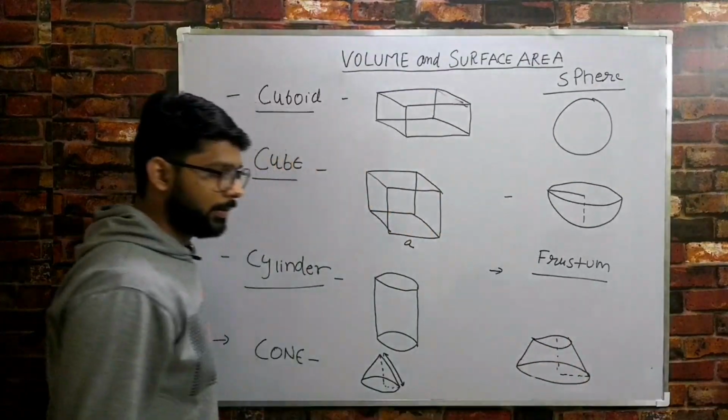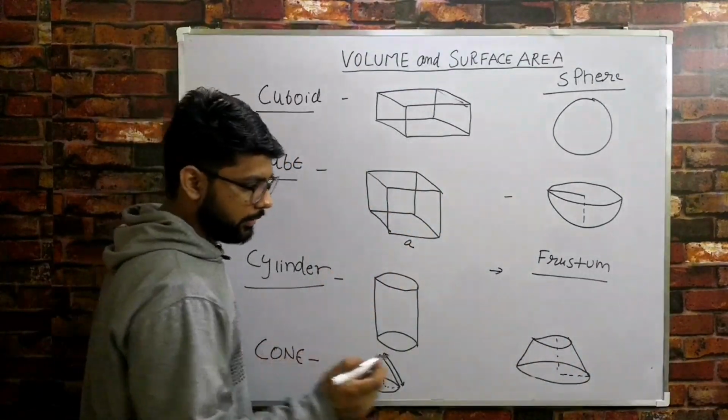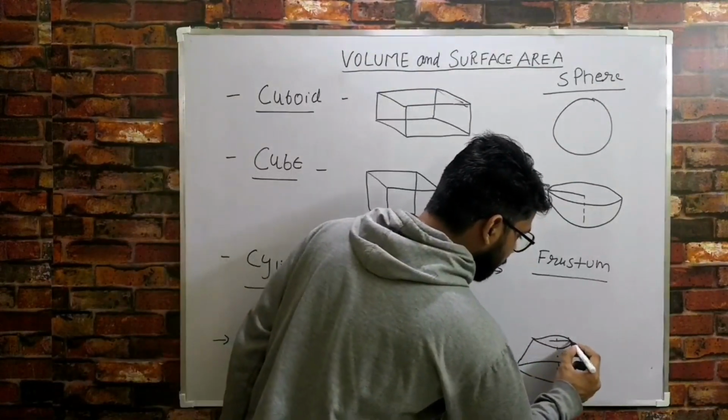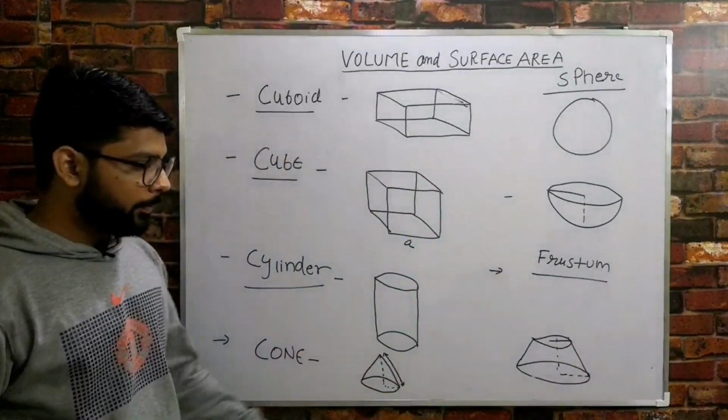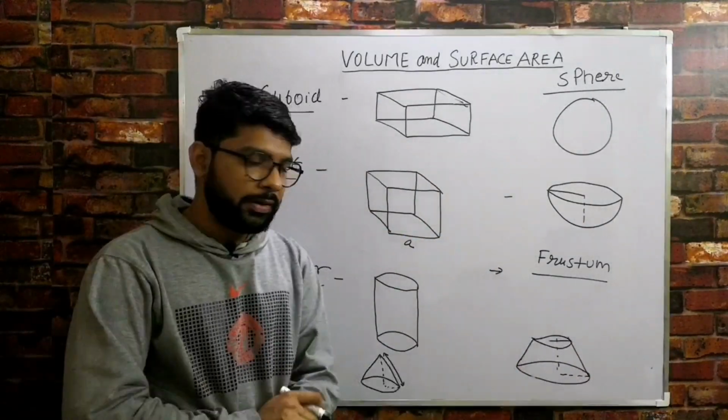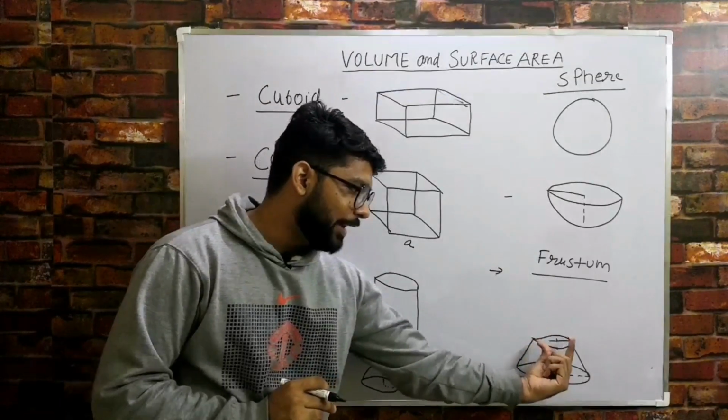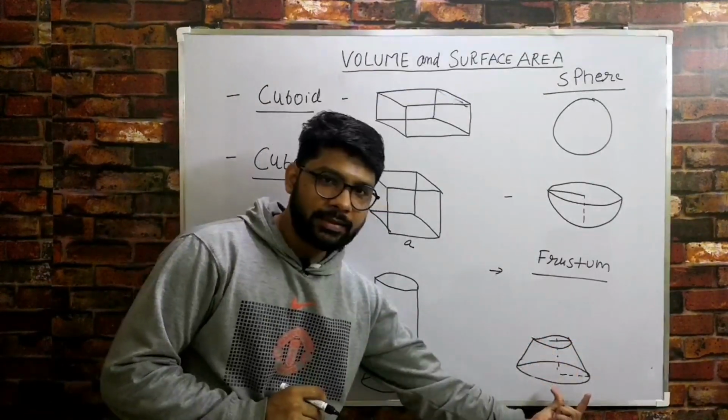Then we will be left with this figure. This figure is known as the frustum. So, this figure ko hum frustum bolte hain. So, we will find out the area of the frustum. We will find out the volume of the frustum and we will discuss the radius. This is R1 because this is the small radius and this is the larger radius.